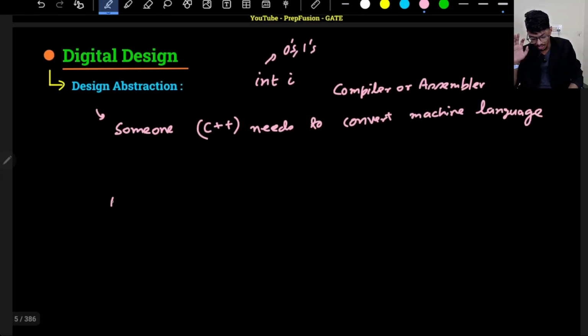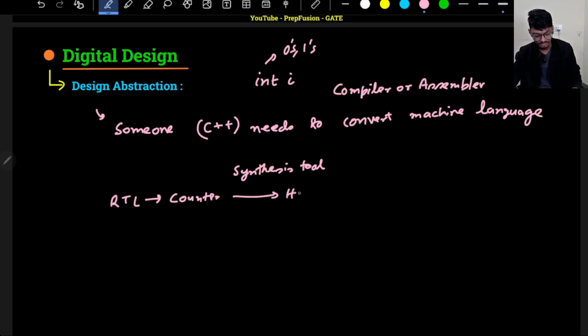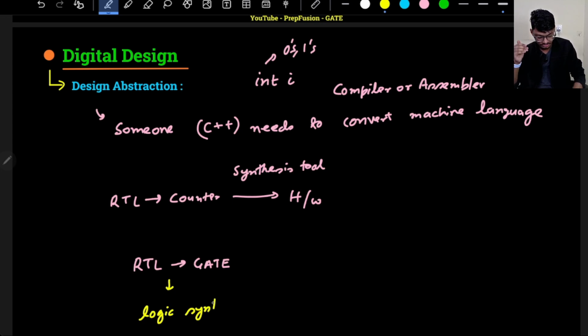For that, we do RTL coding, register transfer level. We do RTL coding of a counter, then our synthesis tool converts this into hardware. That is what we mean by synthesis tool. Now there are many types of synthesis tool. If our RTL coding is converted to gate level of abstraction, then it is known as logic synthesis. Why logic synthesis? Because a gate is combinational logic, you are describing the combinational logic, that's why it is logic synthesis.